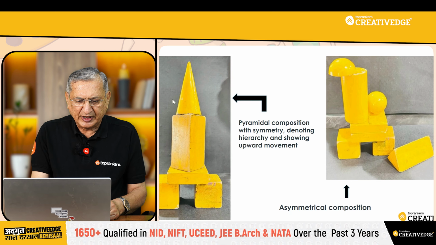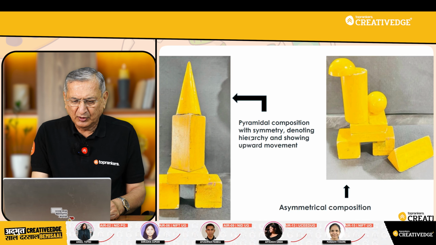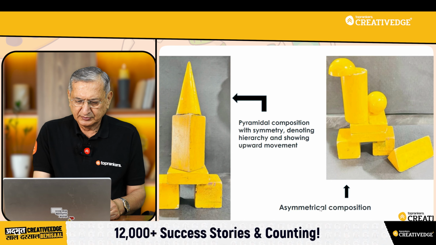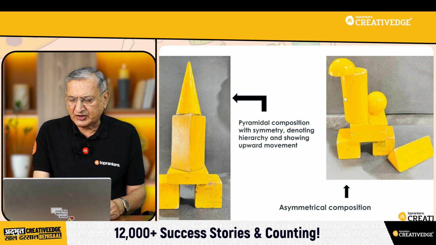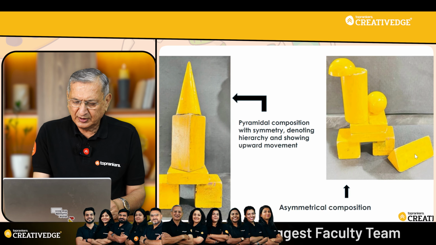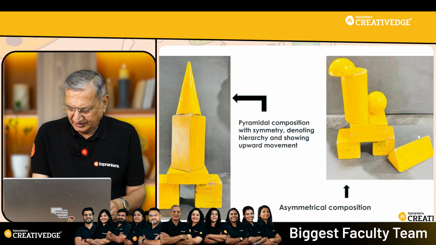So here I have done a pyramidal composition with symmetry, denoting hierarchy and showing upward movement. And then in this case, I have shown asymmetrical composition and asymmetrical balance.